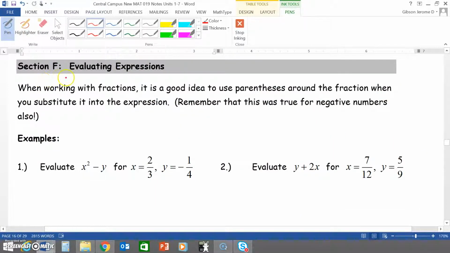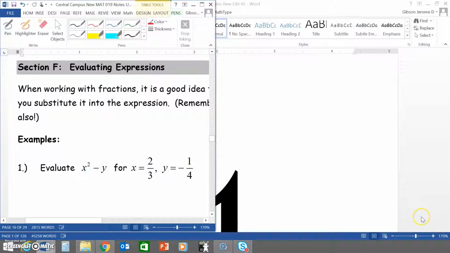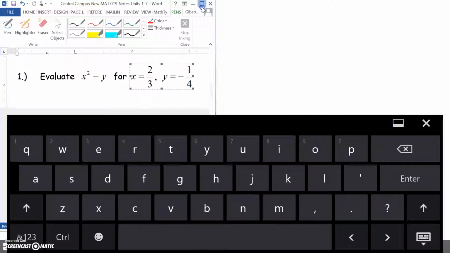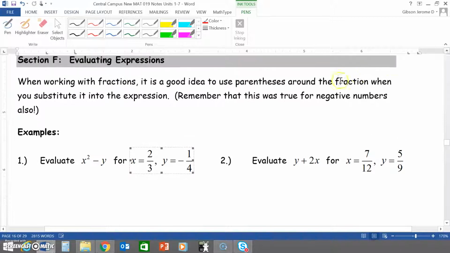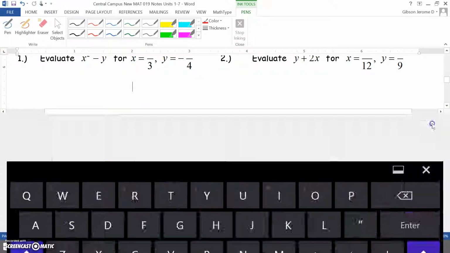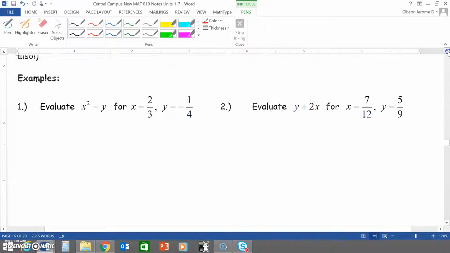Now we go here to section F, evaluating expressions. It says when working with fractions, it is a good idea to use parentheses around the fraction when you substitute it into the expression. Remember that this was true for negative numbers also. Having a little technical difficulties here, but we'll get through it.